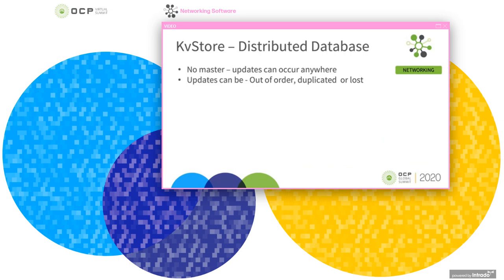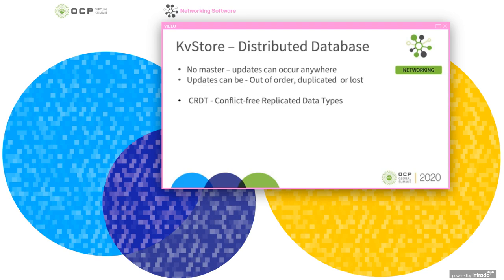If you notice, there is no master. An update can occur on any node and anywhere. Further, the updates that are made to different nodes in the network can arrive on a third node out of order. They can arrive multiple times, or in the worst case, be lost. To address these challenges, KV store implements a data structure called CRDT, conflict-free replicated data types.